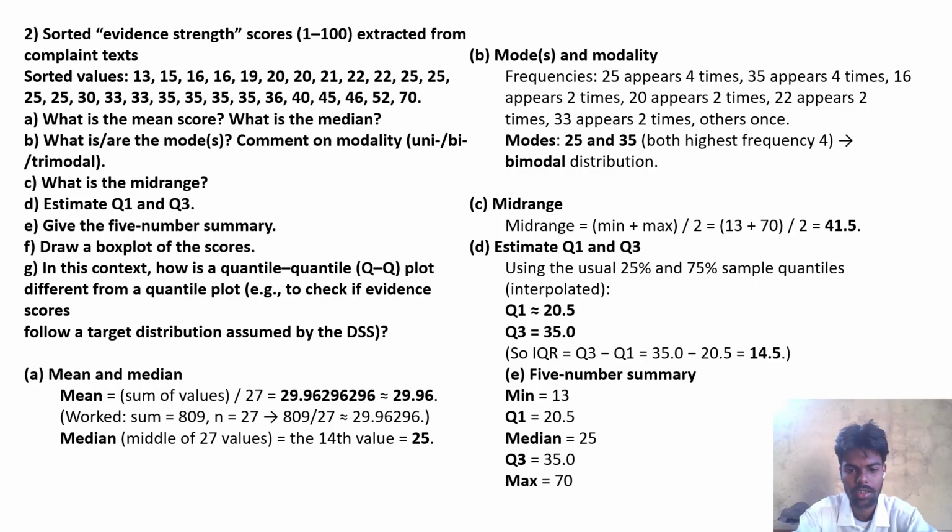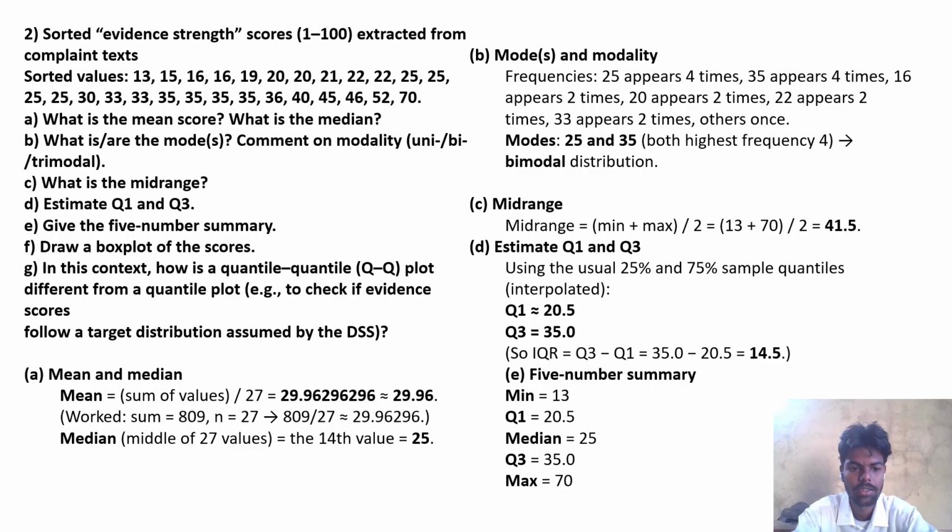Third question is to calculate the mid-range. Mid-range is the minimum plus the maximum value divided by 2. So we have the answer 41.5. Question 4, to calculate Q1 and Q3. Using the usual 25% and 75% quantile interpolation, Q1 is 20.5 and Q3 is 35.5. So the IQR will be Q3 minus Q1, that will be 14.5.